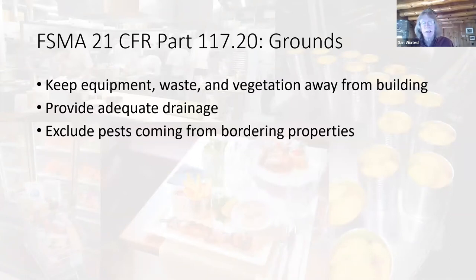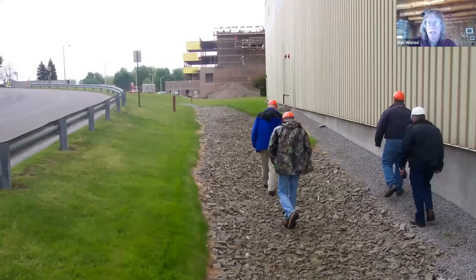FSMA requires you keep equipment, waste, and vegetation away from the building, provide adequate drainage around the building, and even exclude pests coming from bordering properties. Next. So in this picture, you see all these things coming together. You notice they're doing a good job of keeping vegetation away from a building. Why do you want to do that?